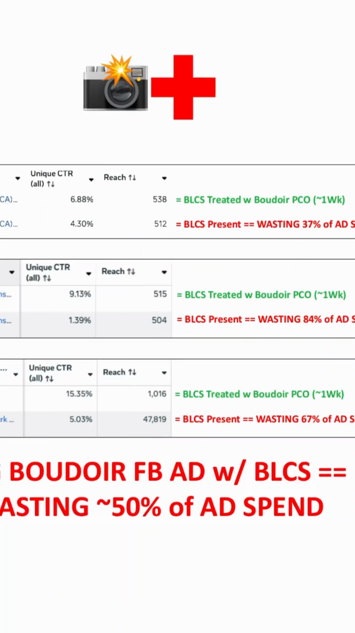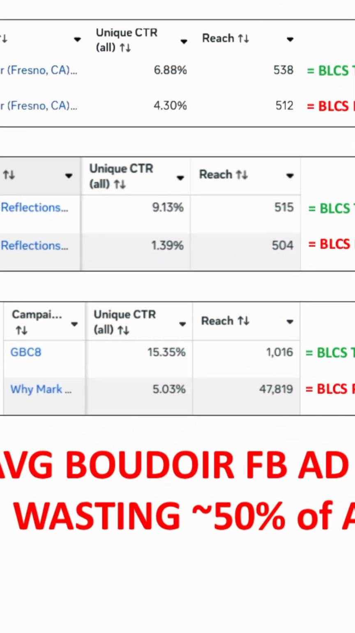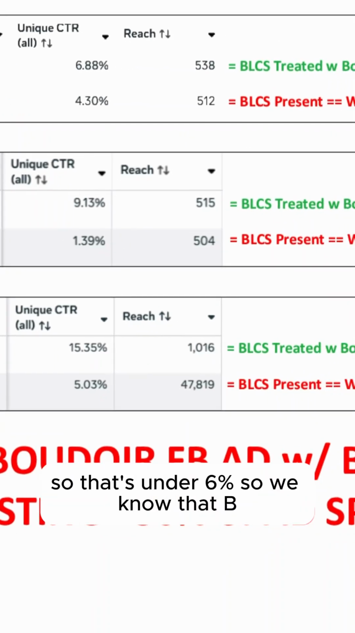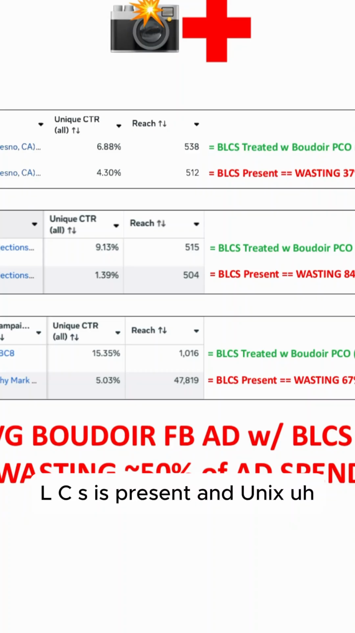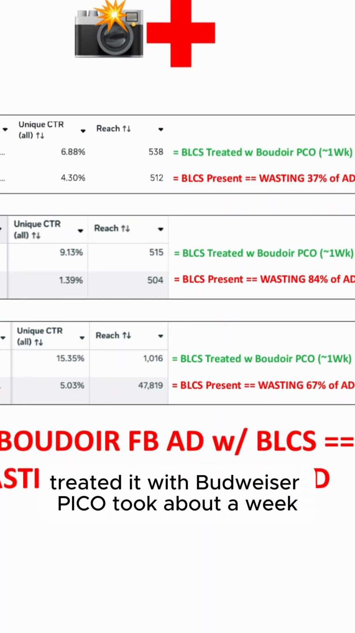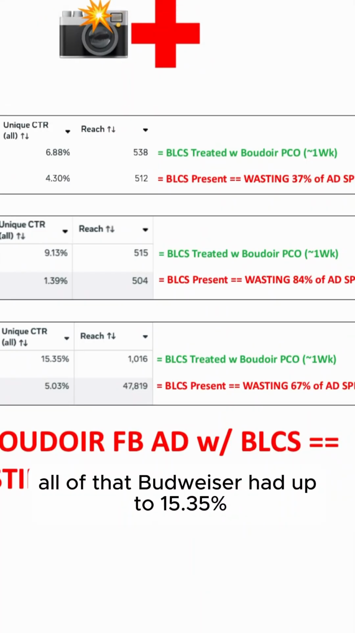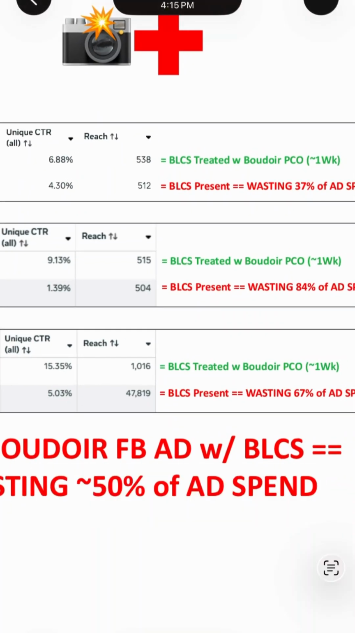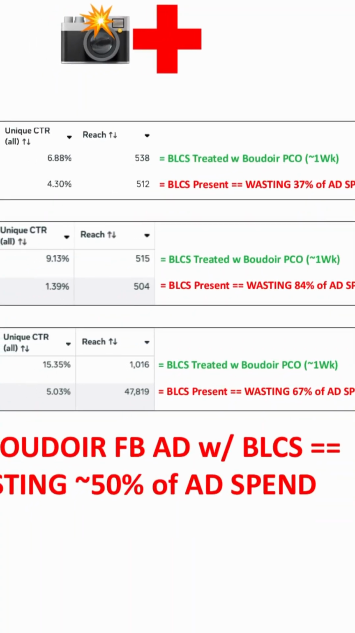All right, and finally, also had a patient. His Boudoir Facebook ad unique CTR was 5.03%. So it's under 6%, so we know that BLCS is present. So I duplicated it, treated with Boudoir PICO, took about a week, and got the unique CTR of that Boudoir Facebook ad up to 15.35%. And so we found out his original was wasting 67% of ad spend. It's like, oh no.